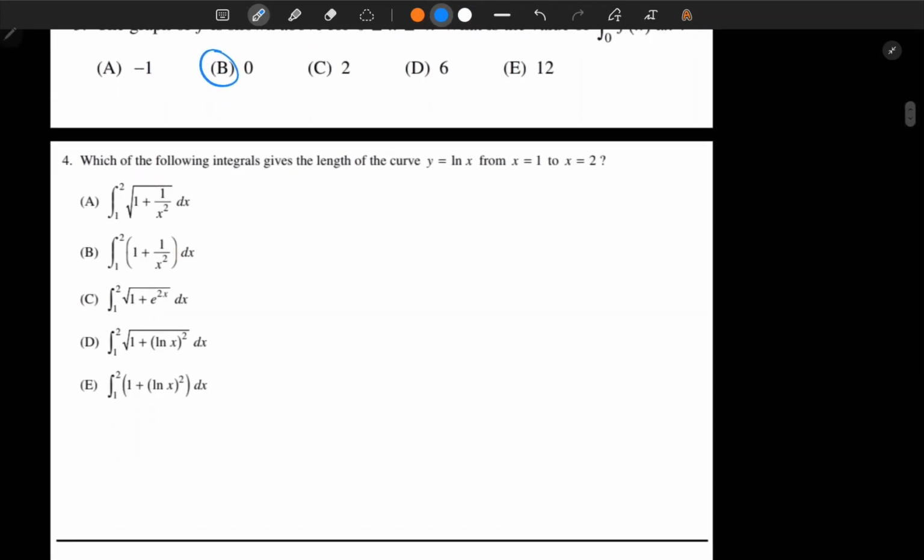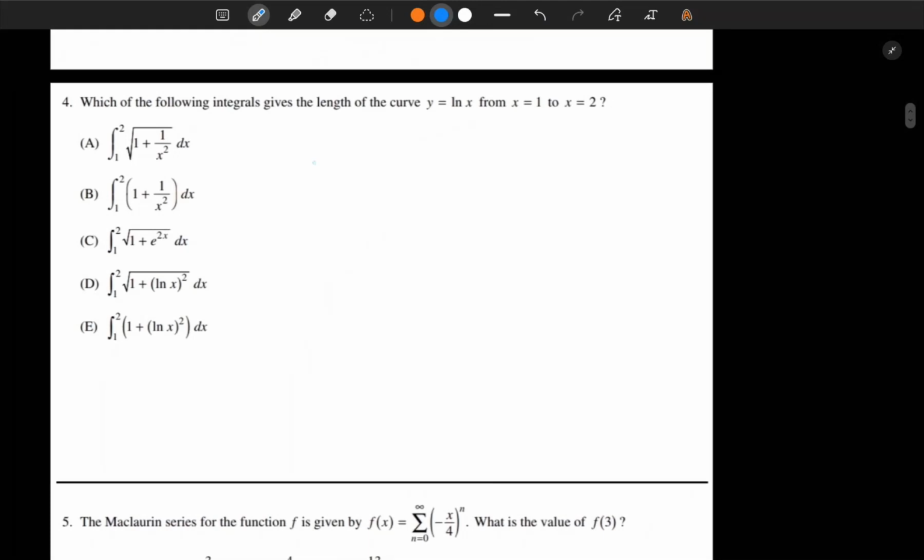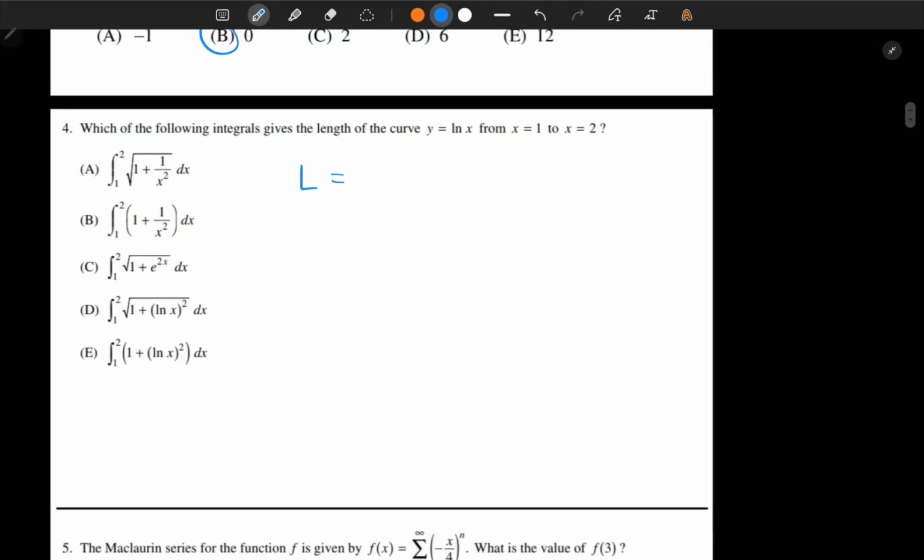Moving on, which of the following integrals gives the length of the curve y is equal to ln x from x is equal to 1 to x is equal to 2? To answer this, recall that the length of a curve L is equal to the following. The length L is equal to the integral from a to b, where a and b are the endpoints of this curve in question, of the square root of 1 plus y prime squared dx, where y of x is the curve in question.